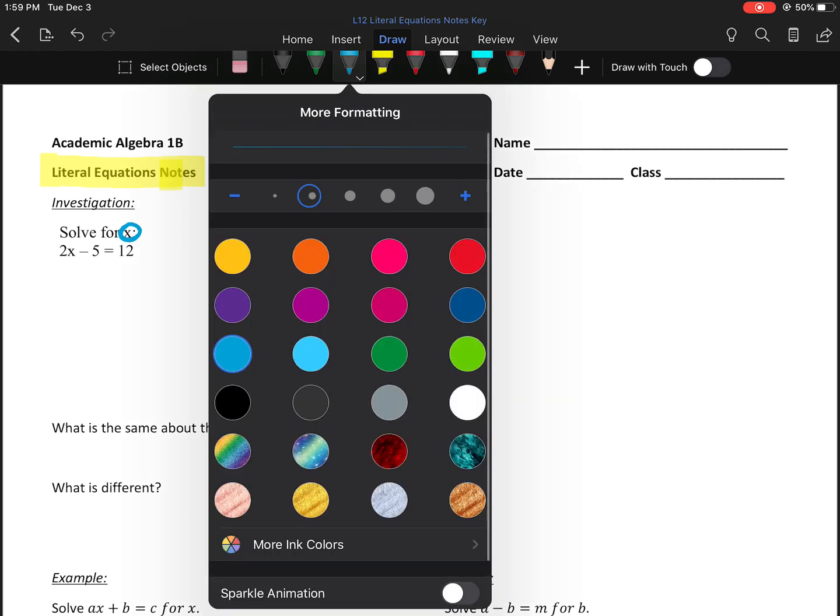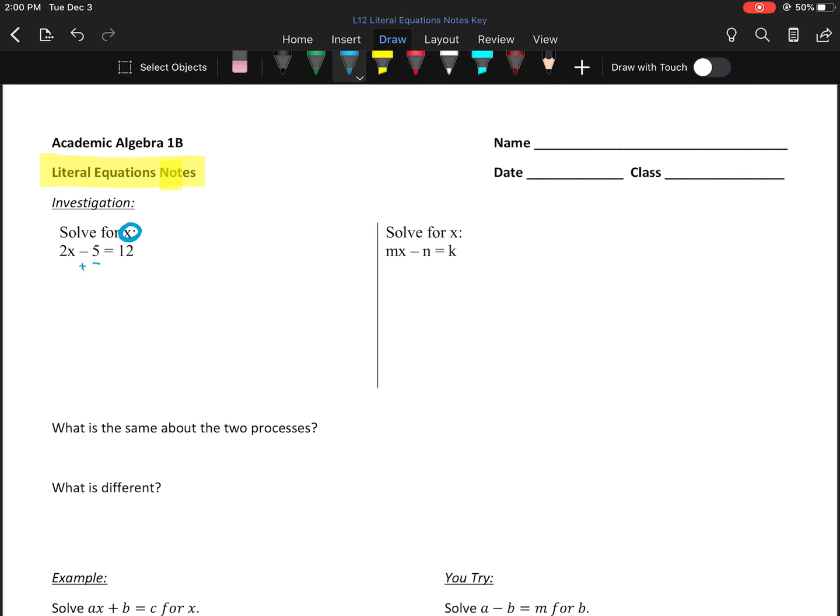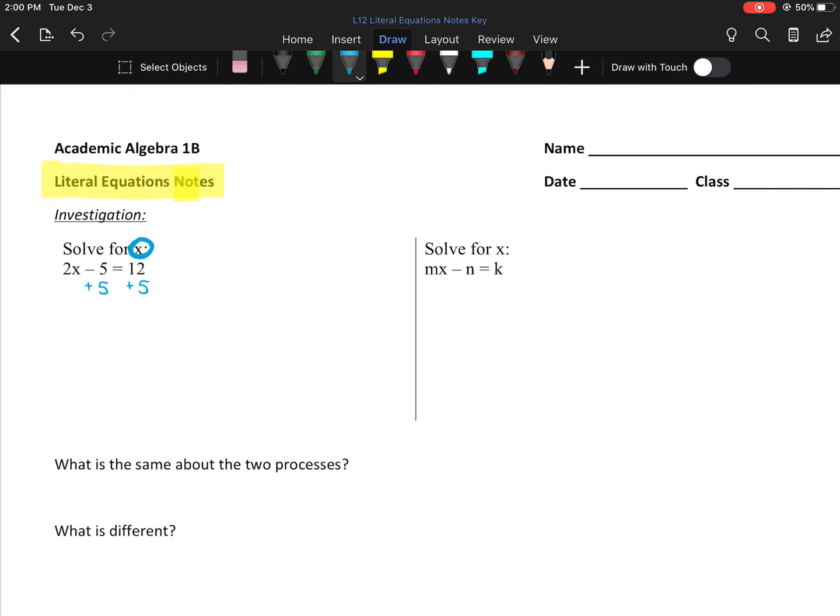So if I ask you to solve for x here, I think we can all agree that our first step would be to add 5 to both sides. And if you add 5 to both sides, these cancel out, you get 2x equals 17, and your last step would be to divide by 2, and you would get x is equal to 17 over 2, and we can just leave it like that.